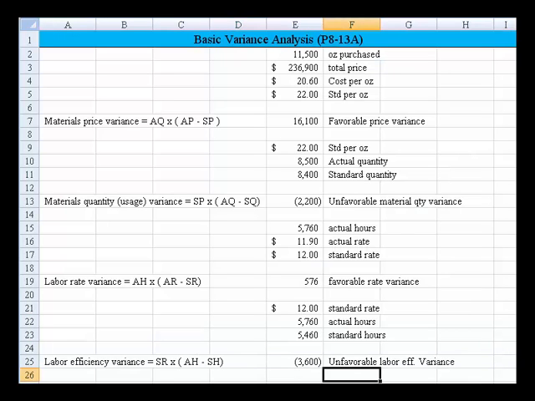Okay, so now we look at the variances and we see that we had 576 favorable rate and 3,600 unfavorable labor efficiency. So given those facts, we'd say no, the new labor mix probably should not be continued. Although it decreased the average hourly cost from $12 to $11.90, resulting in a small favorable rate variance, the savings was more than offset by an unfavorable labor efficiency variance for the month. And so overall, this does not look like a good decision to take.